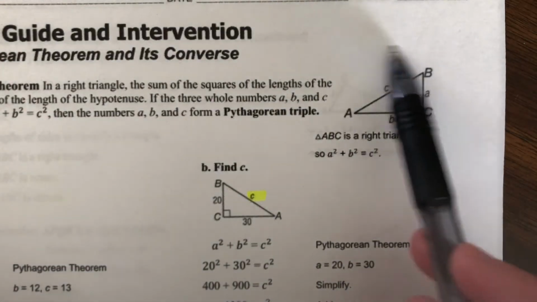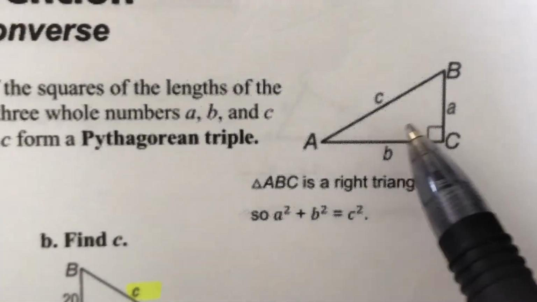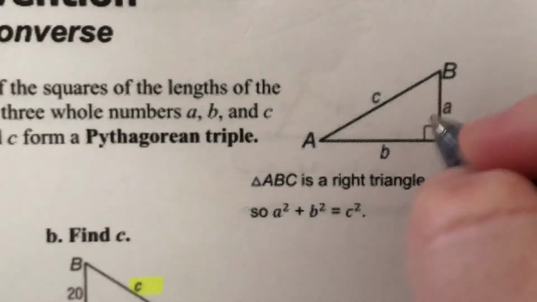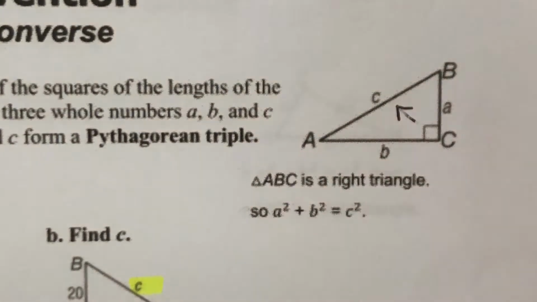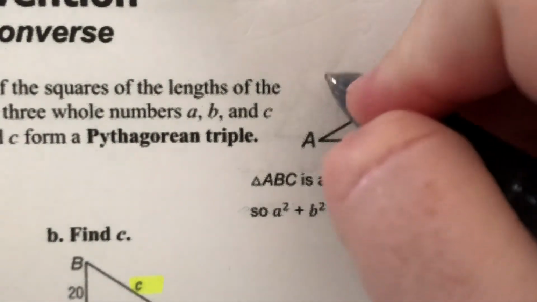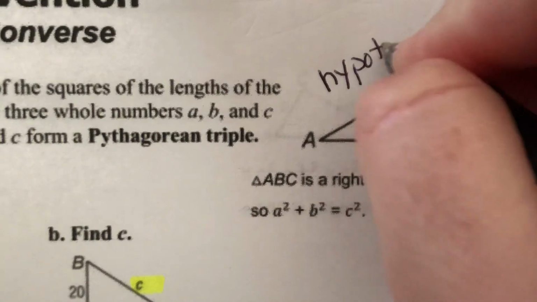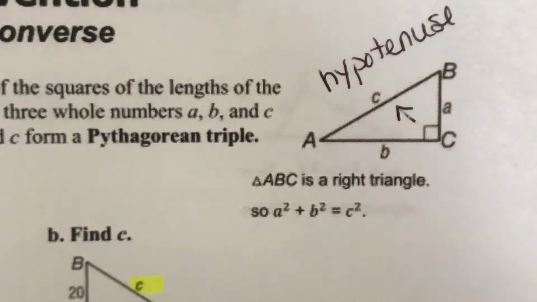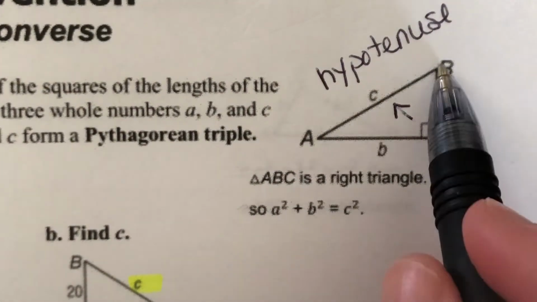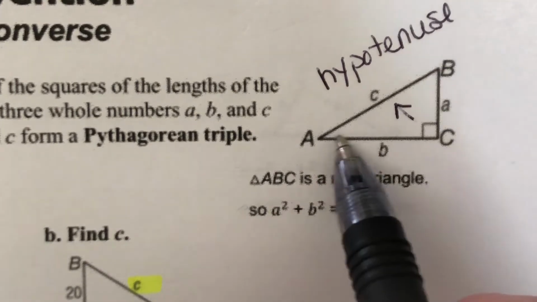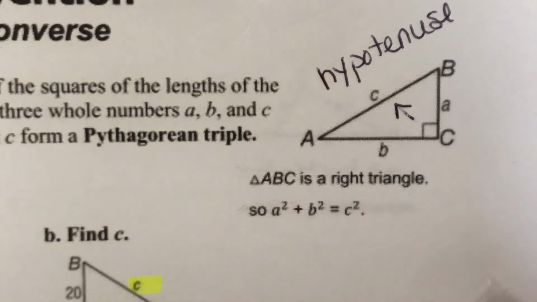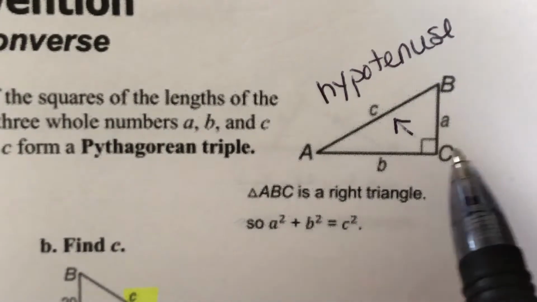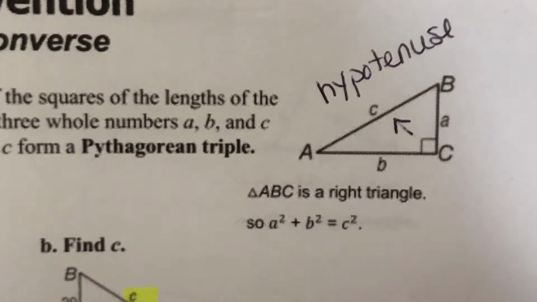Basically, it's whenever we have a right triangle. Let me zoom in here. A right triangle has a 90-degree angle. The side across from it is the longest side of the triangle, and it's called the hypotenuse. And then the other two sides are just the legs of the triangle, and they could be the same size, or one could be shorter, one could be longer. It just depends. But 90-degree angle, hypotenuse, right?